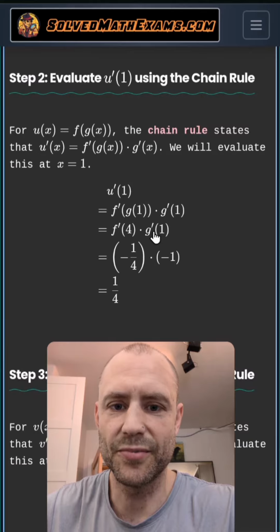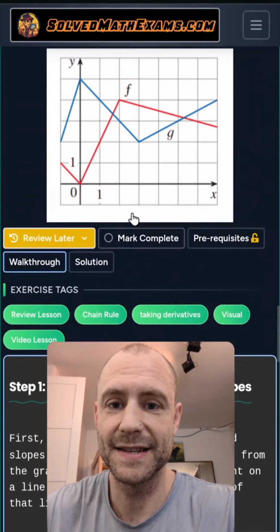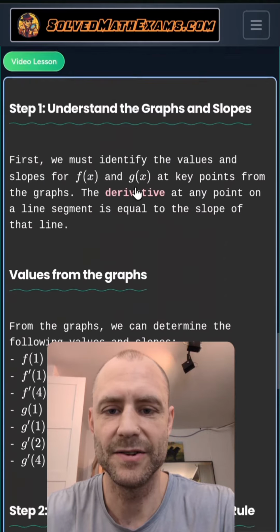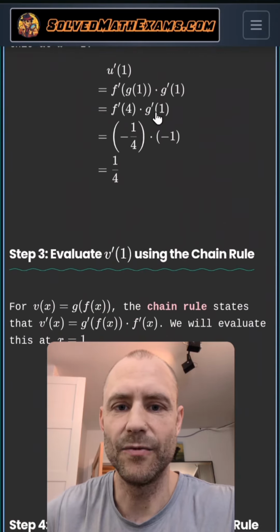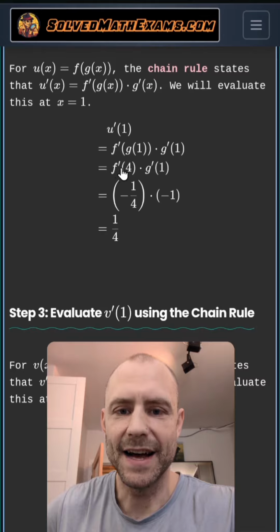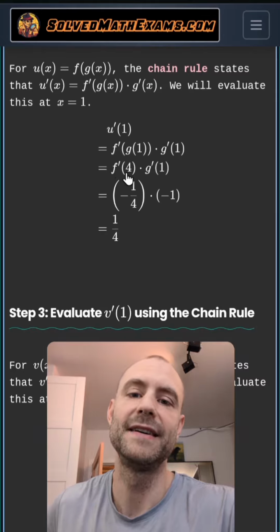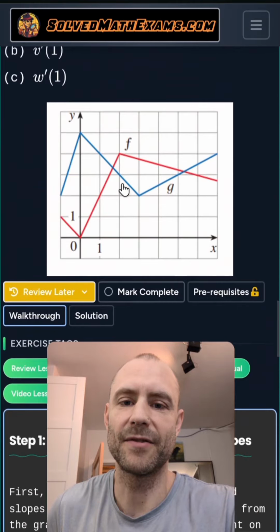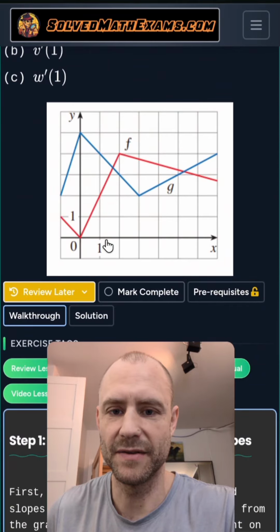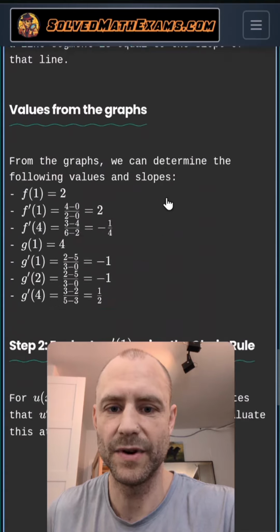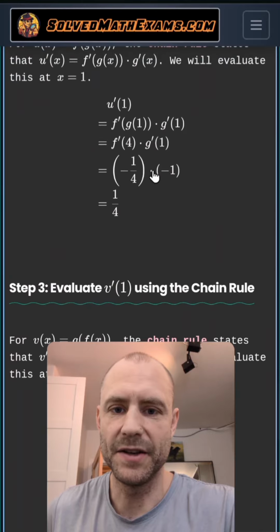And then g prime of 1, that's going to be the slope at 1, and this looks like it's going down 3 over 3, that's just negative 1 for the slope. So that's why we get a negative 1 right there. And now this is a different one, so it's f prime at 4, so we're looking for the slope when x is 4 on the f graph. That's this one here, and that's going to be over here somewhere, 1, 2, 3, 4, and then it looks like it's down 1 over 4, so that's why the slope there is negative 1 over 4. Okay, and you just compute these.